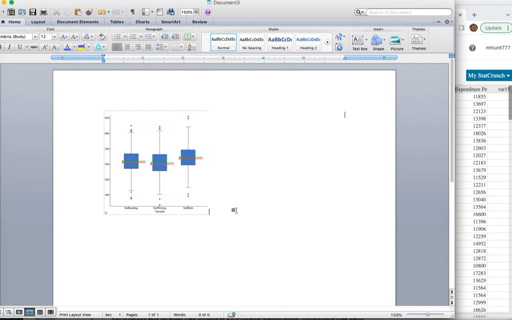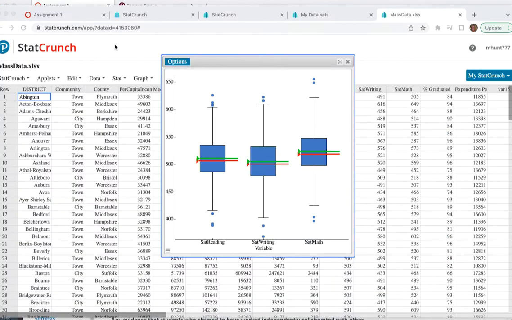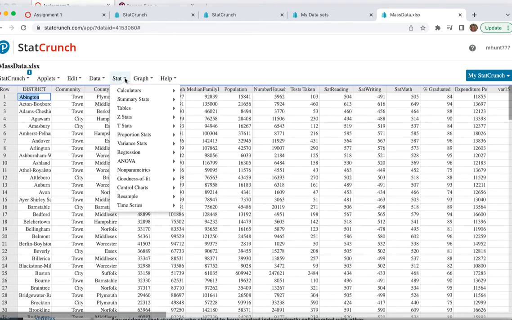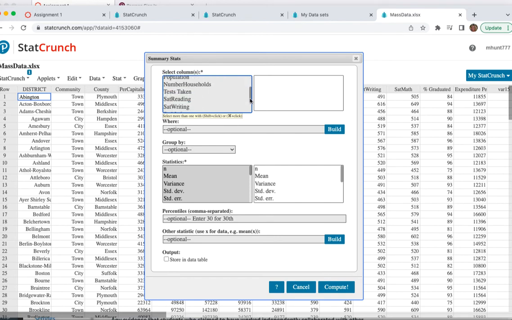Now what else we can do is we can go back to StatCrunch, and we're going to X out of that. And the other important thing we want to do is get some summary stats. Summary stats on certain columns. Which columns? SAT reading and writing, and I'm holding my shift key down here so I can get all of them, and math.